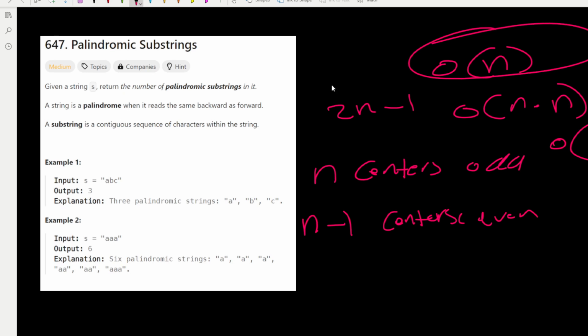One of the big O of n's would be to go through all the centers. We have odd and even ones, but for each one of them we will see if it's a palindrome. That's going to be another big O of n, so n times n, n squared.